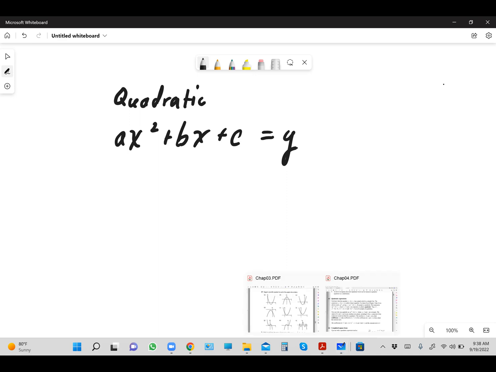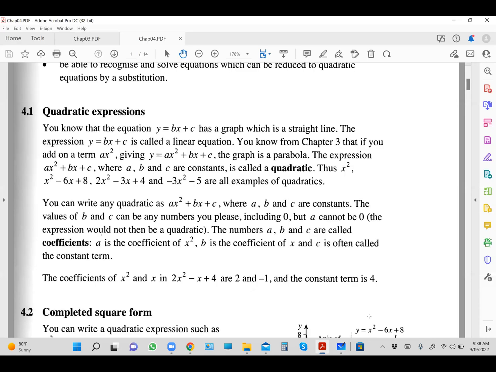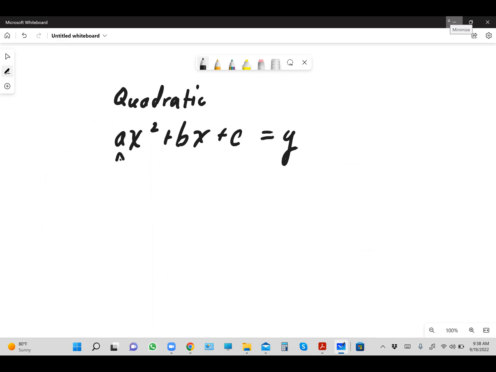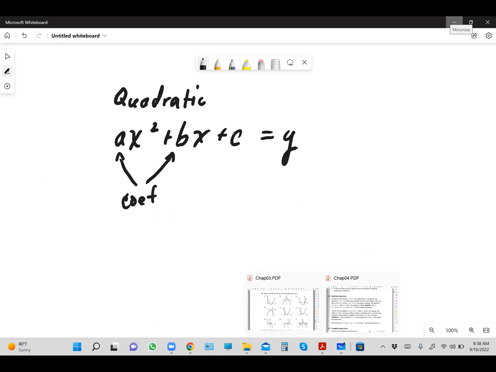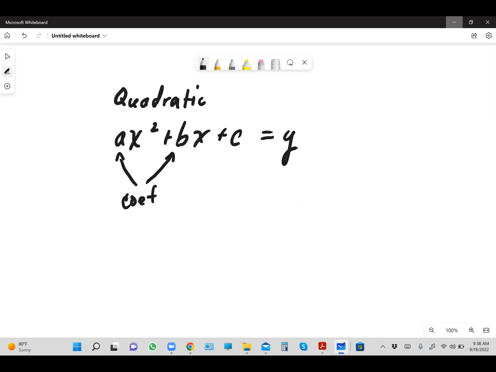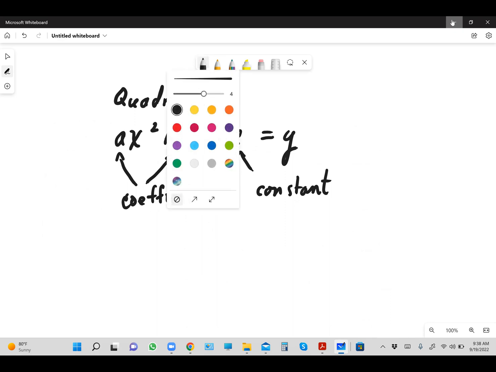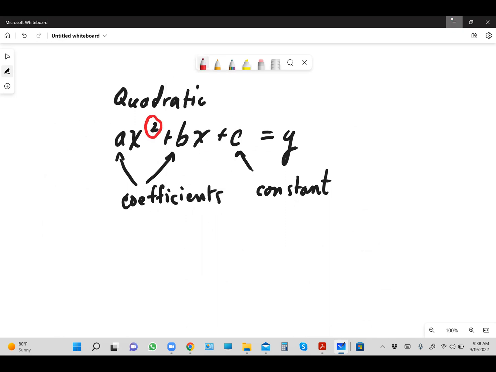So the main points they want to make about this right now, all right, they call a, b, and c the coefficients, and they call this the constant. So these are the coefficients, and this is the constant. All right, and the important thing about quadratics is this guy here. The highest power is second power. That's what makes it a quadratic.